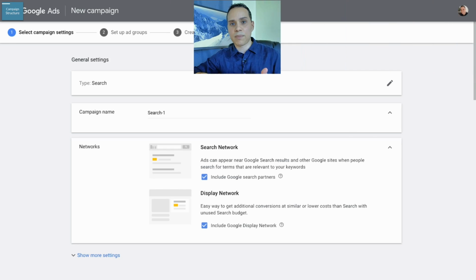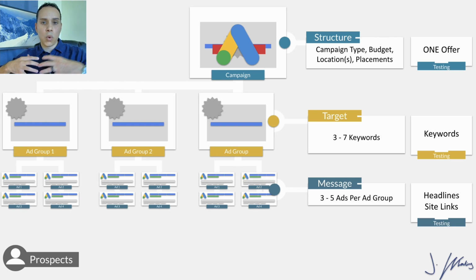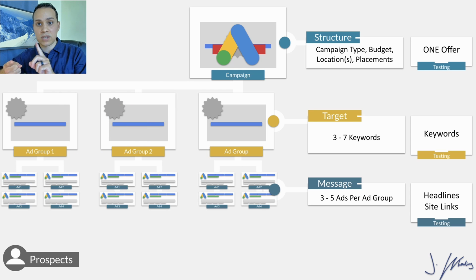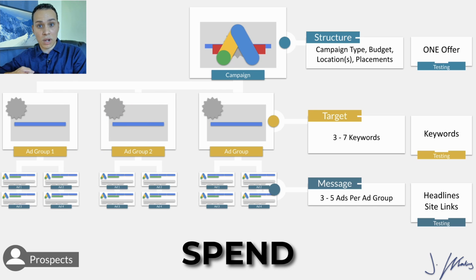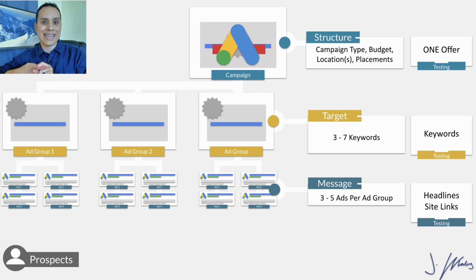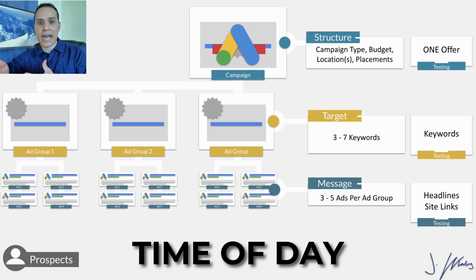So we'll quickly talk about how Google organizes everything inside of Google Ads. So right now, we are at the very top. We are at the campaign level right now. And so at the campaign level, we're going to decide how much we're going to spend on the campaign overall. We're going to decide the locations, and we're going to decide the networks. We're also going to decide the time of day that we want our ads or ad groups to run.